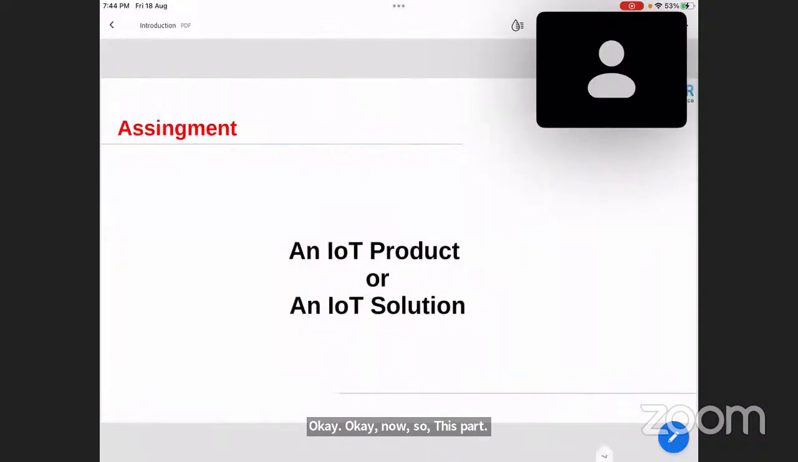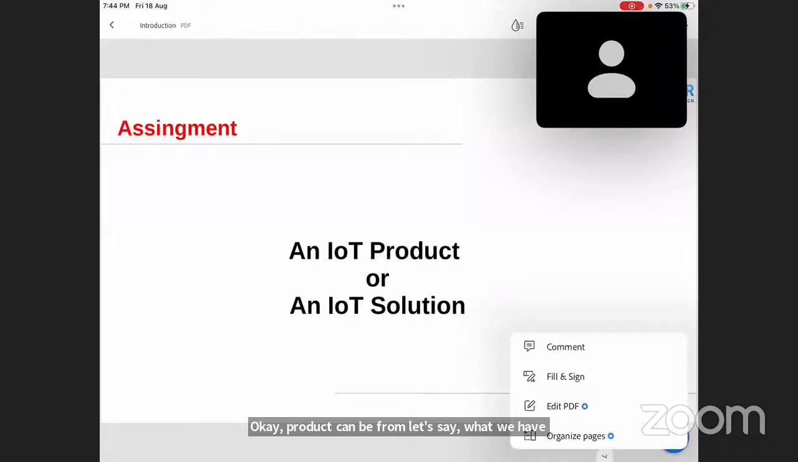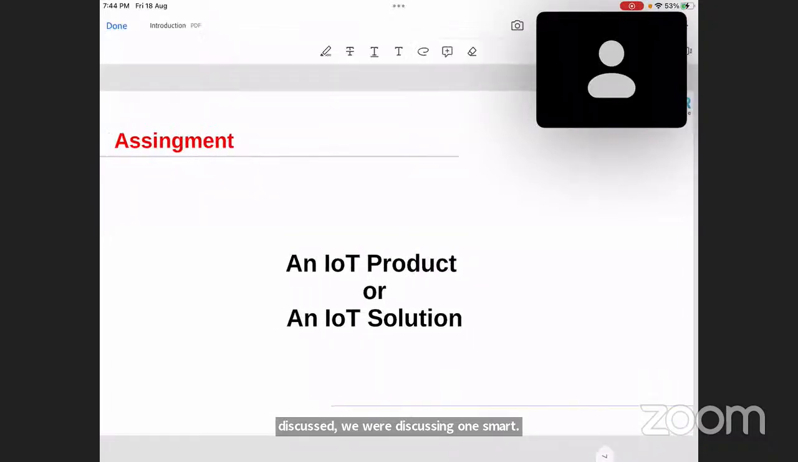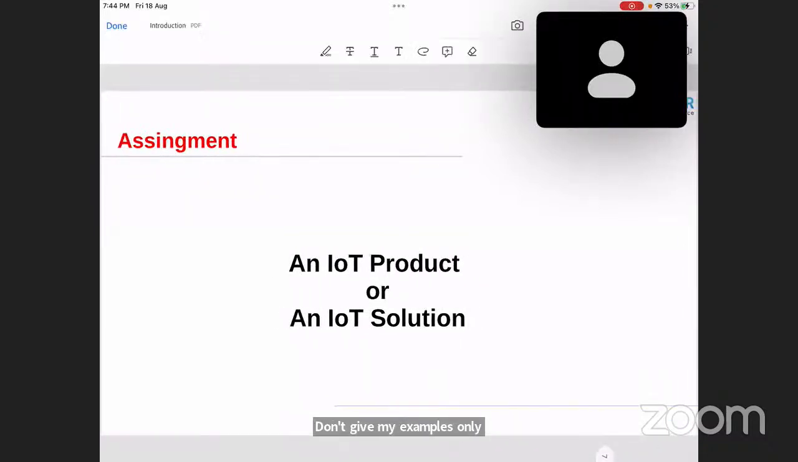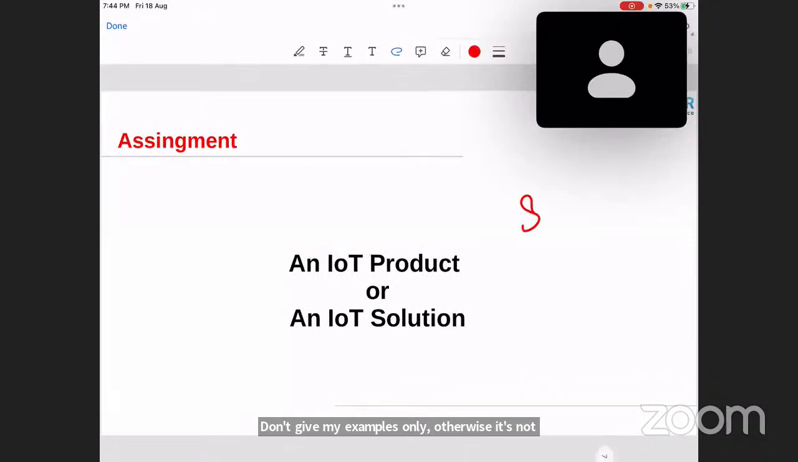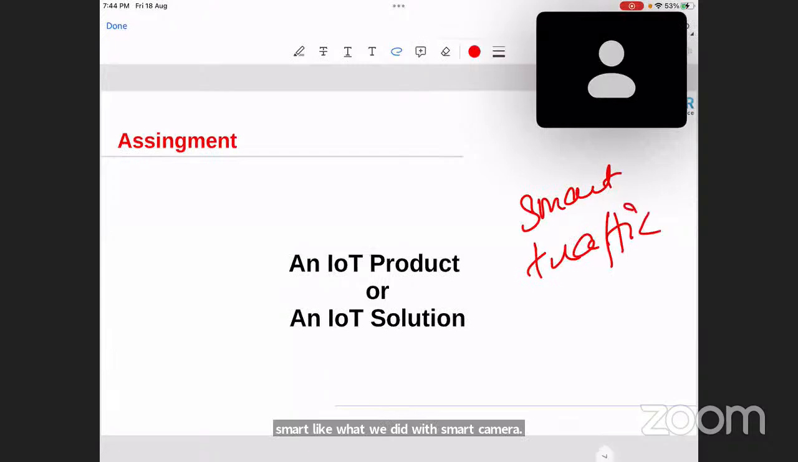Okay. Product can be from, let's say, what we have discussed. We were discussing one smart. Don't give my examples only, otherwise it's not good. Smart, like what we did with smart camera. Smart traffic camera, the full solution. Okay.